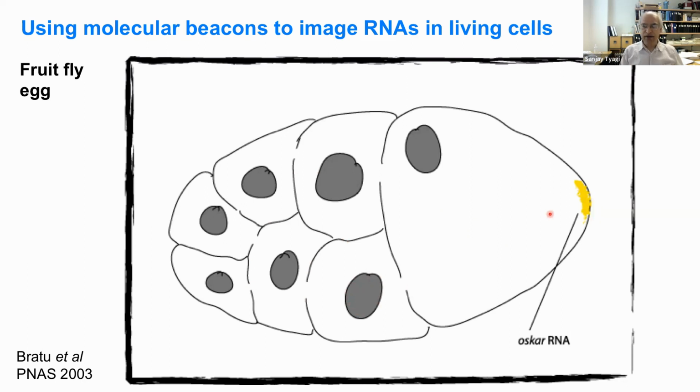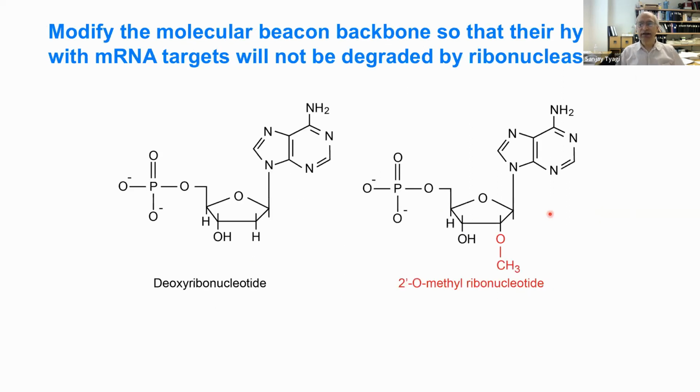And so we said, okay, we're going to inject beacons into that egg. But before this, we decided that if we had a beacon made from a DNA backbone, it's going to bind to RNA, and the RNA-DNA hybrid that is produced will become a substrate for ribonuclease H. That will be bad because the target RNA will be cleaved and destroyed in the process, and the beacon will return to its closed state.